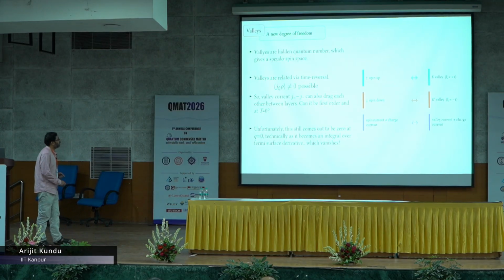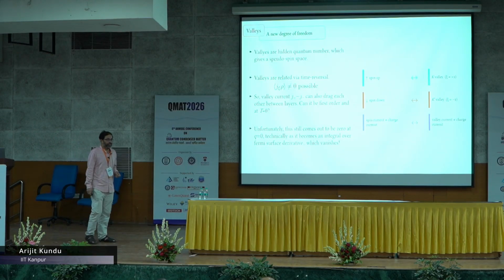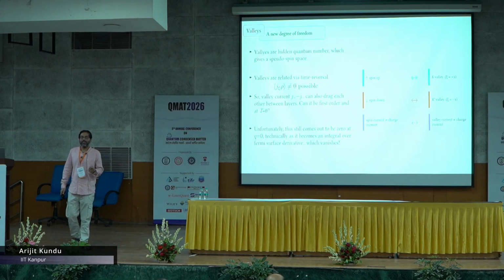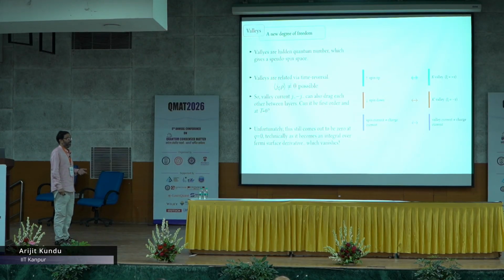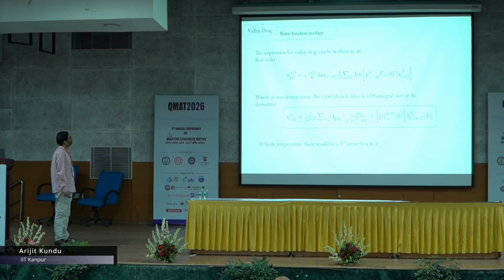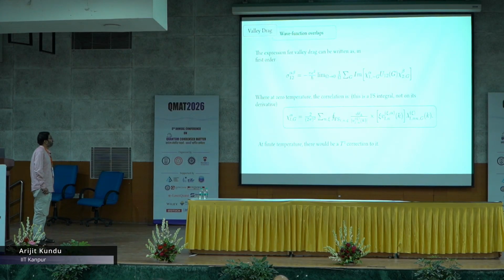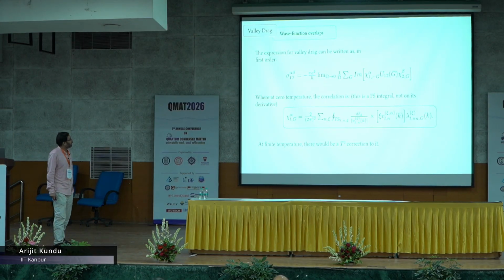Interestingly, it turns out that this is also 0 at T, at q tends to 0, because it becomes an integral over Fermi surface derivative and that vanishes. So, one has to do more. Not only just a valley current can have a Coulomb drag, one has to do more to make it possible to see at low wavelength. So, let us look at the structure a little more carefully.